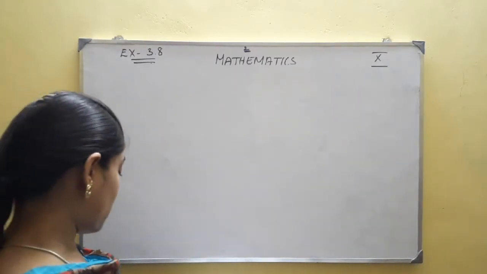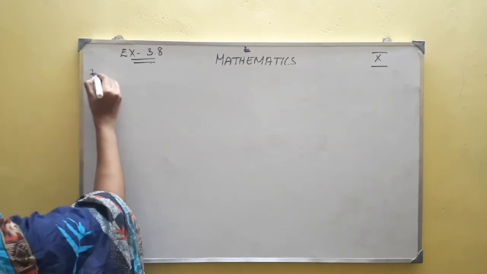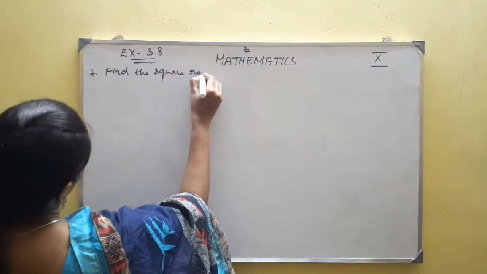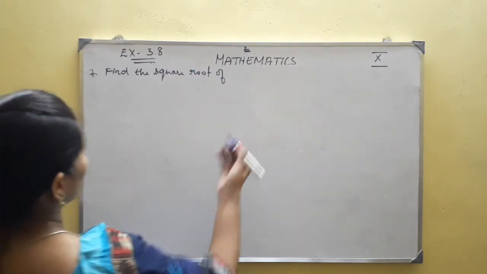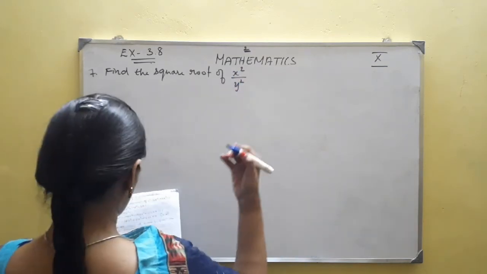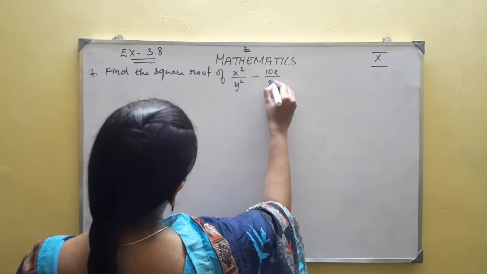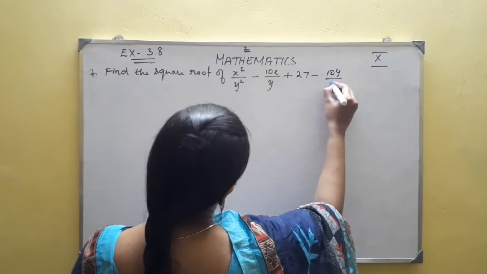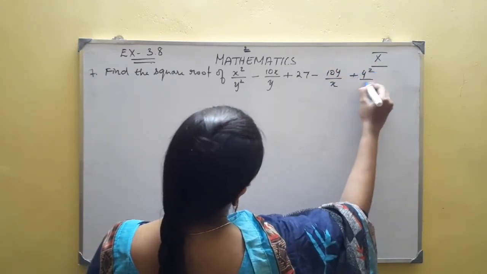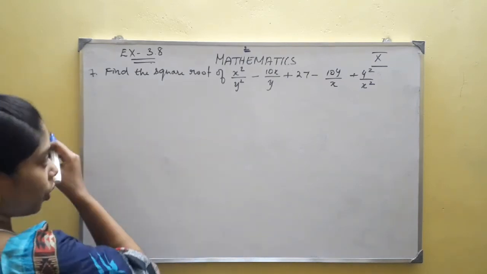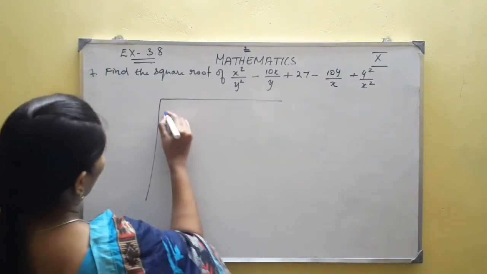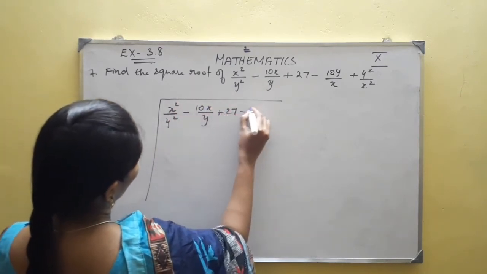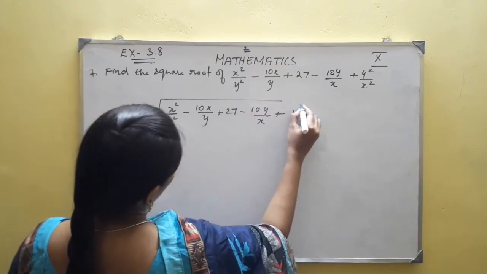So now, same, you want to find the square root of a polynomial. Find the square root of a polynomial. The polynomial looks like x square by y square minus 10x by y plus 27 minus 10y by x plus y square by x square. Okay, now consider this polynomial: x square by y square minus 10x by y plus 27 minus 10y by x plus y square by x square.